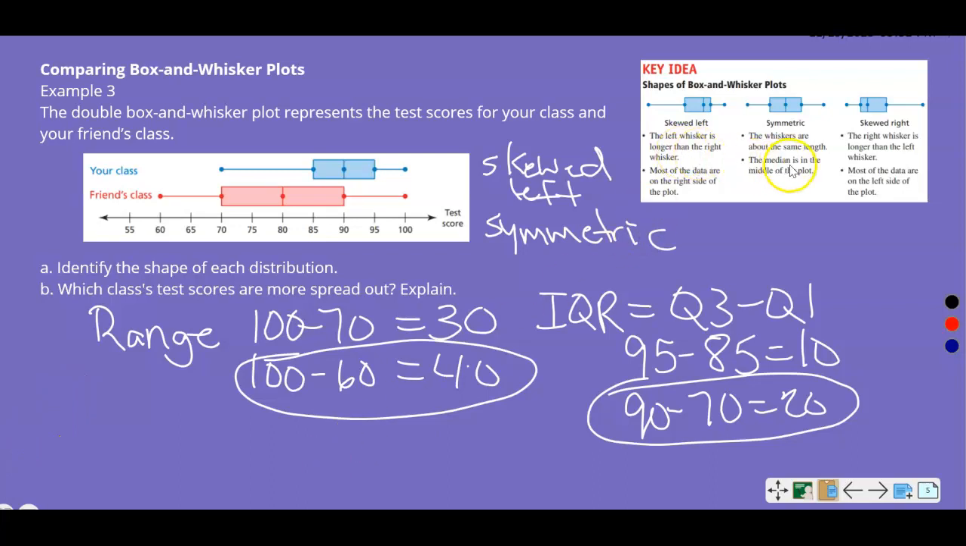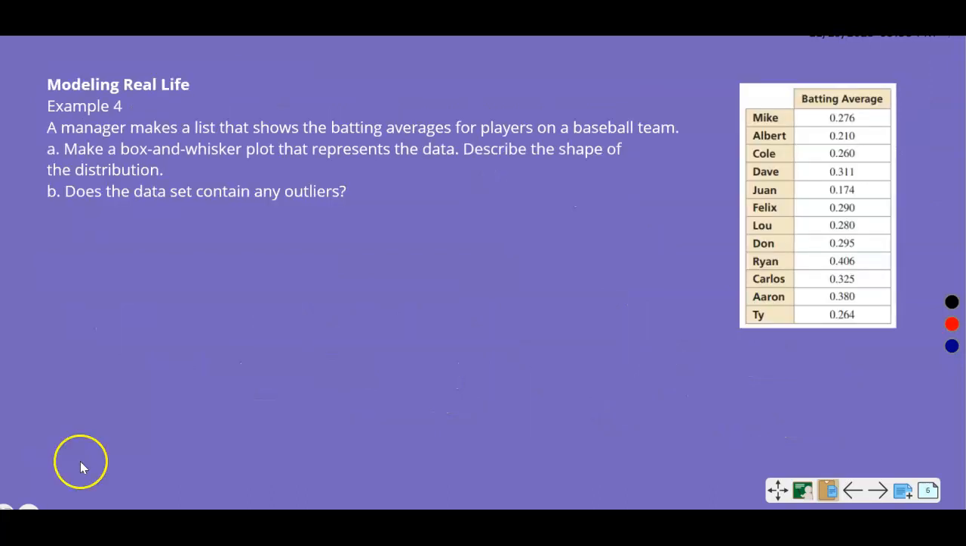All right, so be able to look at the shape of the box and whisker plot and tell what shape it is. Is it skewed left, symmetric, or skewed right? And then also be able to tell which one's more spread out. So just looking at basic information based on the box and whisker plot that is provided.